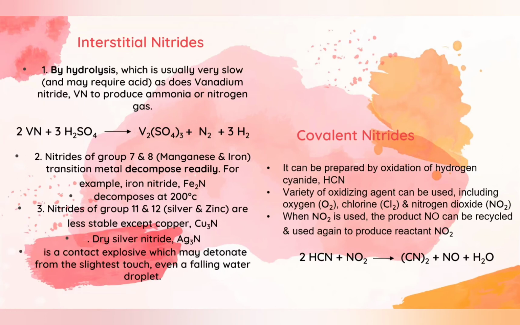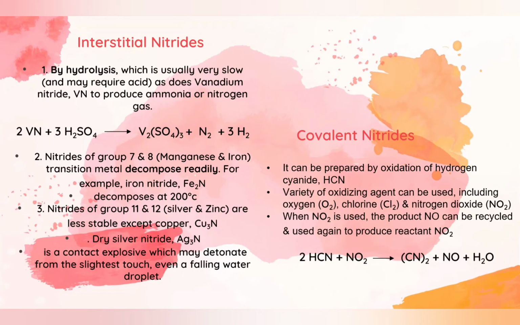Firstly is by hydrolysis, which is usually very slow and may require acid, as does vanadium nitride, to produce ammonia or nitrogen gas. 2 mole of vanadium nitride will react with 3 mole of sulfuric acid and produce vanadium trisulfate, nitrogen gas, and 3 mole of hydrogen gas.